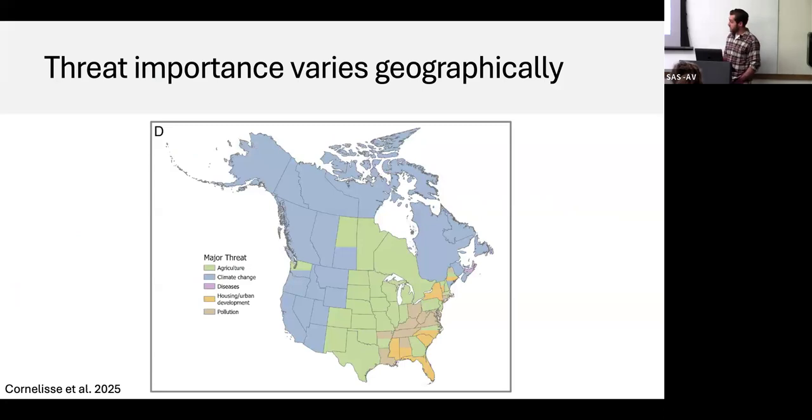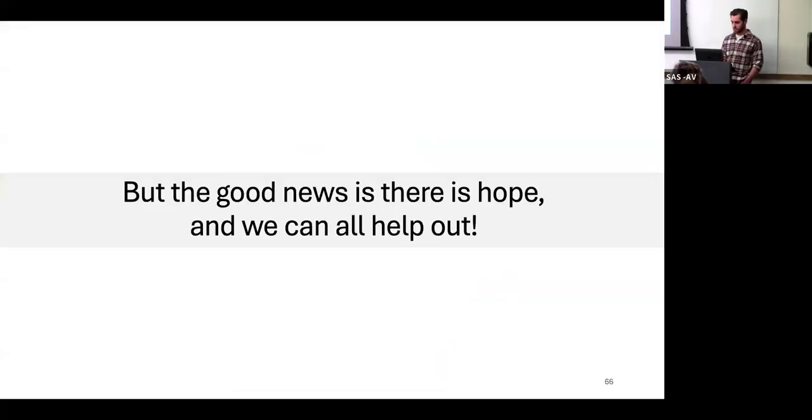One thing I find pretty interesting, this was a recent paper that found that the relative importance of these threats in terms of how strongly they're driving declines varies geographically. So this is a figure that's showing that in the Western US, it's actually mostly climate change that is threatening insects. But in the Midwest and in parts of the East Coast, it switches more over to agriculture and some of these other threats like housing and urban development and pollution. Here in Washington, it's kind of an even mix between climate change and agriculture that's driving insect declines.